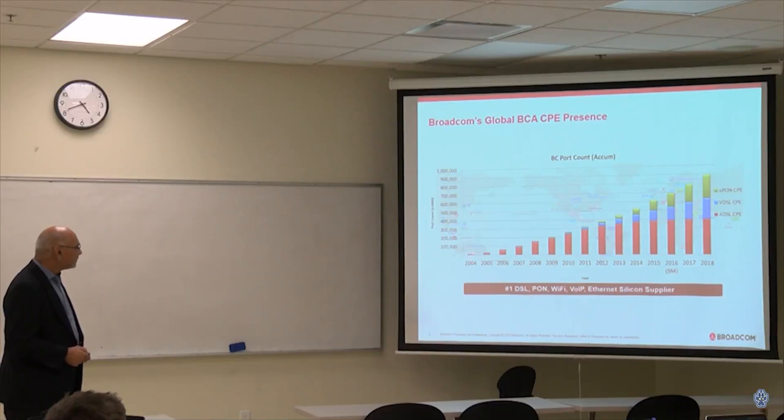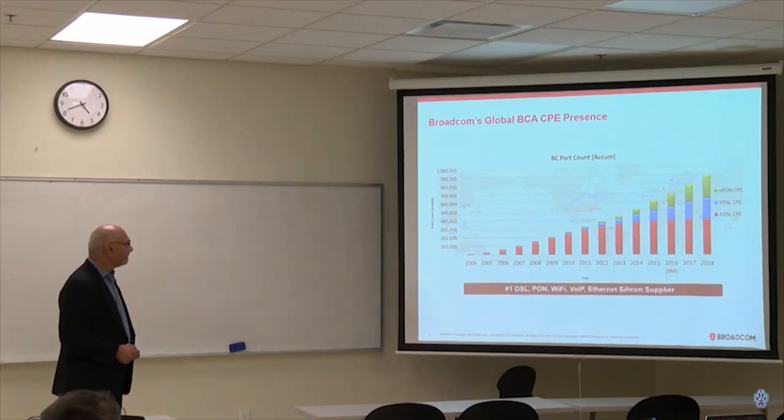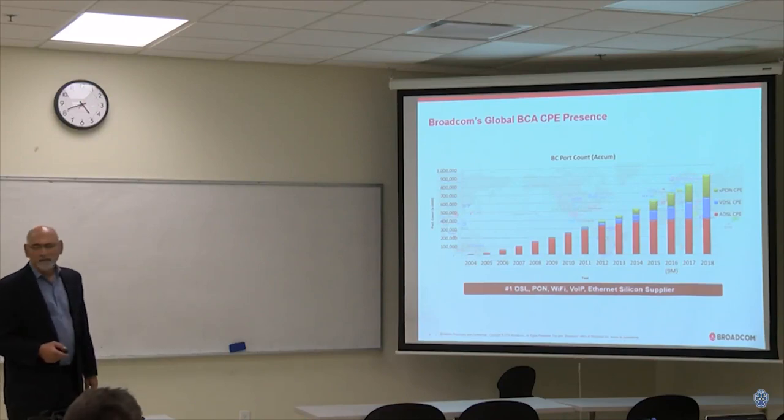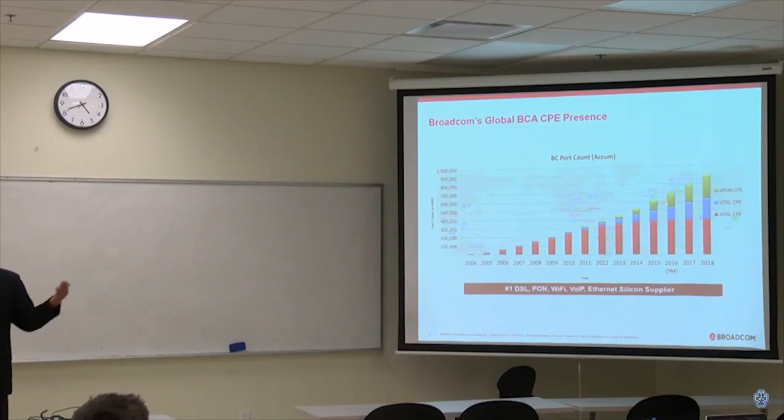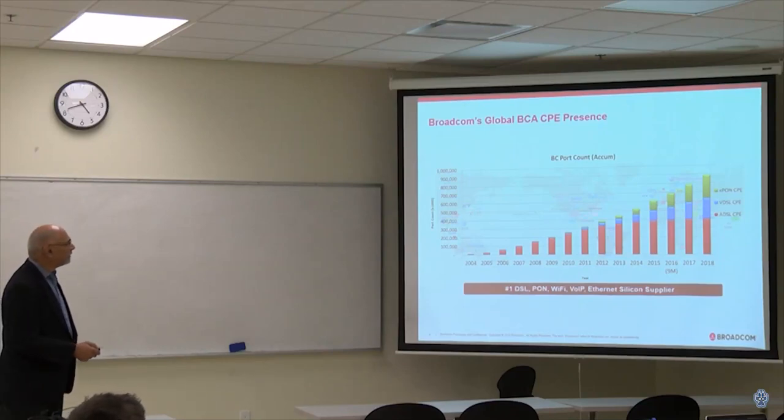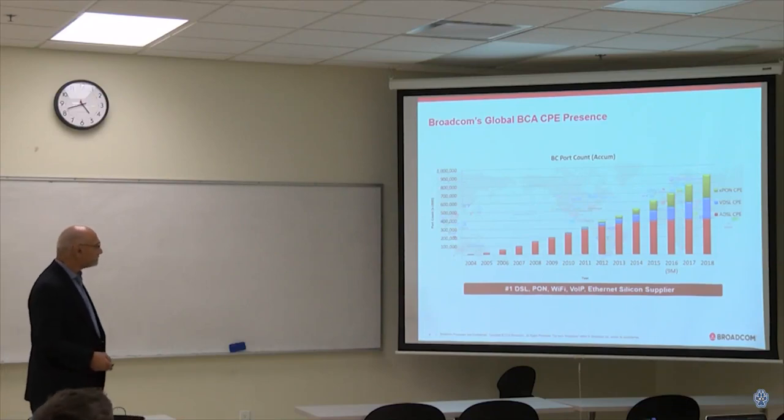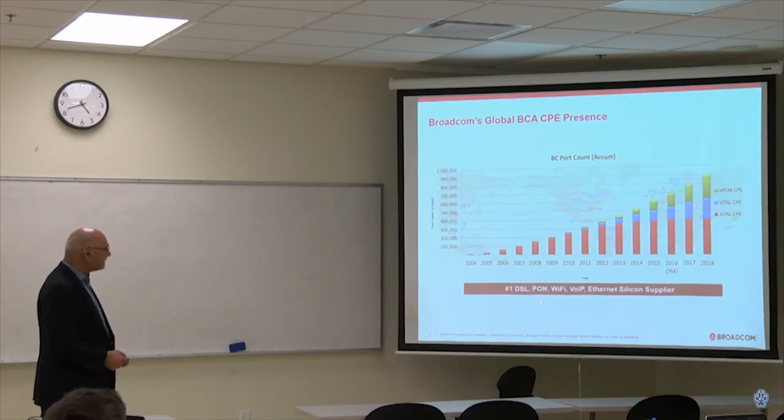We've been shipping since 2004, and you can see ADSL, VDSL, and then PON. In 2018, we were at around 900 million CPEs that we've shipped. We're over a billion now, so very mature product line. Pretty much all over the world, you should see the world map here, and you can see the different carriers. But pretty much it's a global presence. So it's the number one supplier of DSL, PON, Wi-Fi, VoIP, and Ethernet silicon.